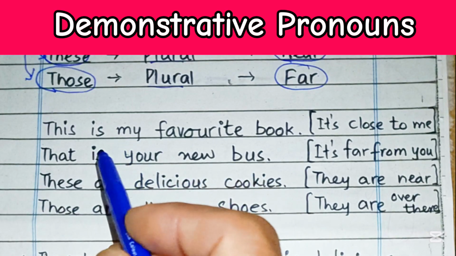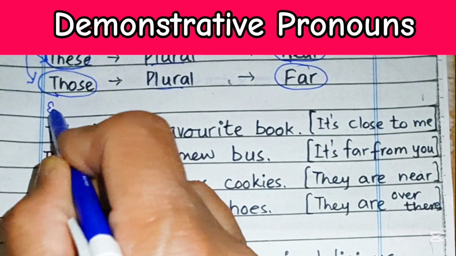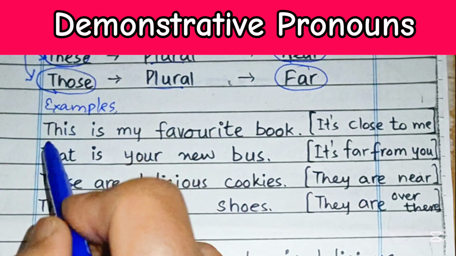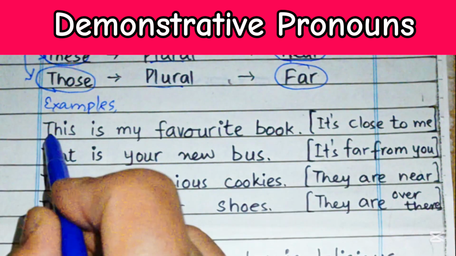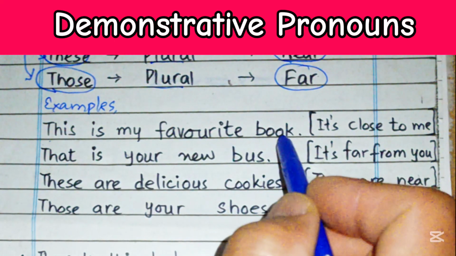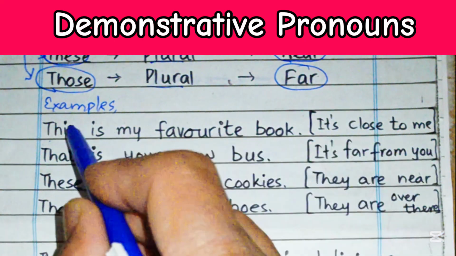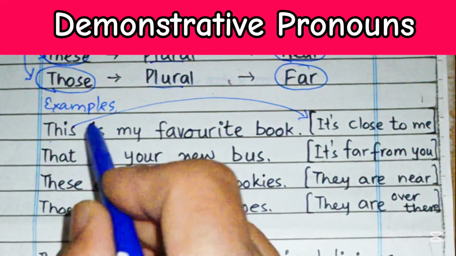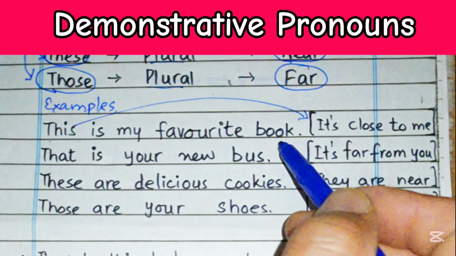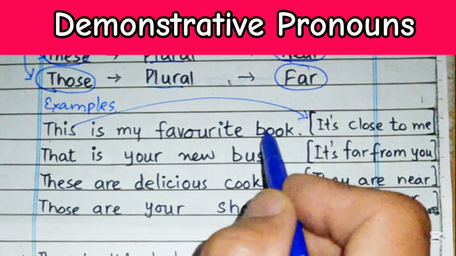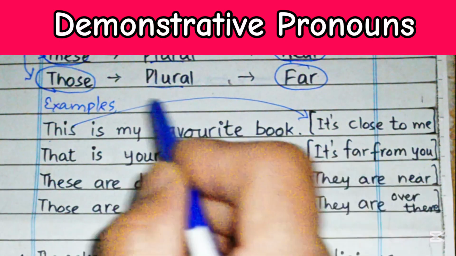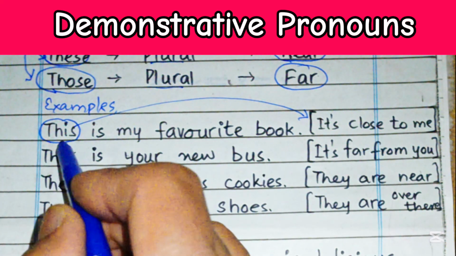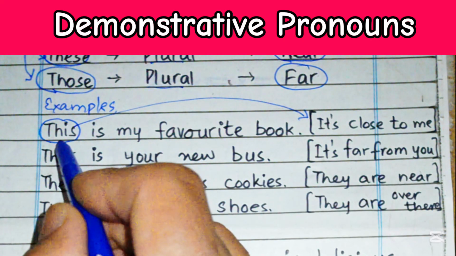Now let's have a look at a few more examples in order to further elaborate this. Demonstrative pronouns in this sentence: "This is my favorite book." It's close to me, meaning "this" is referring to something that is close, not far. It is lying just beside you or near to you, and you are referring to that book, and you say, "This is my favorite book." So "this" over here is a demonstrative pronoun. It is being used for pointing out or indicating something.